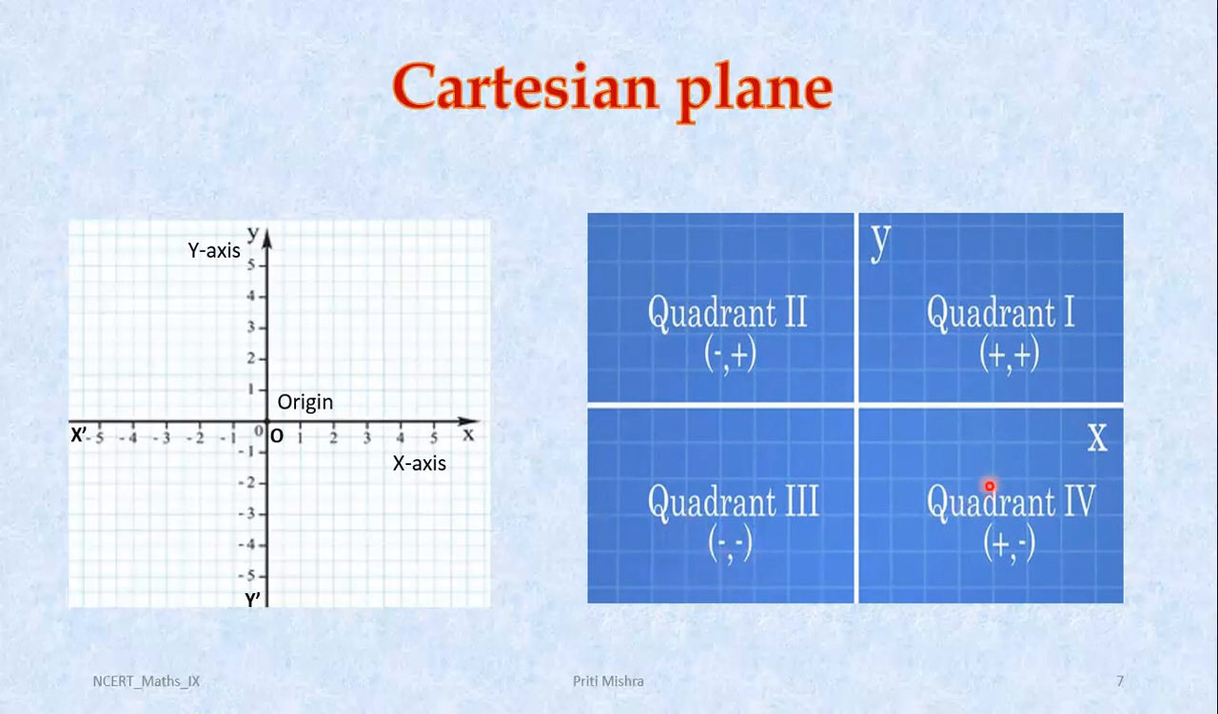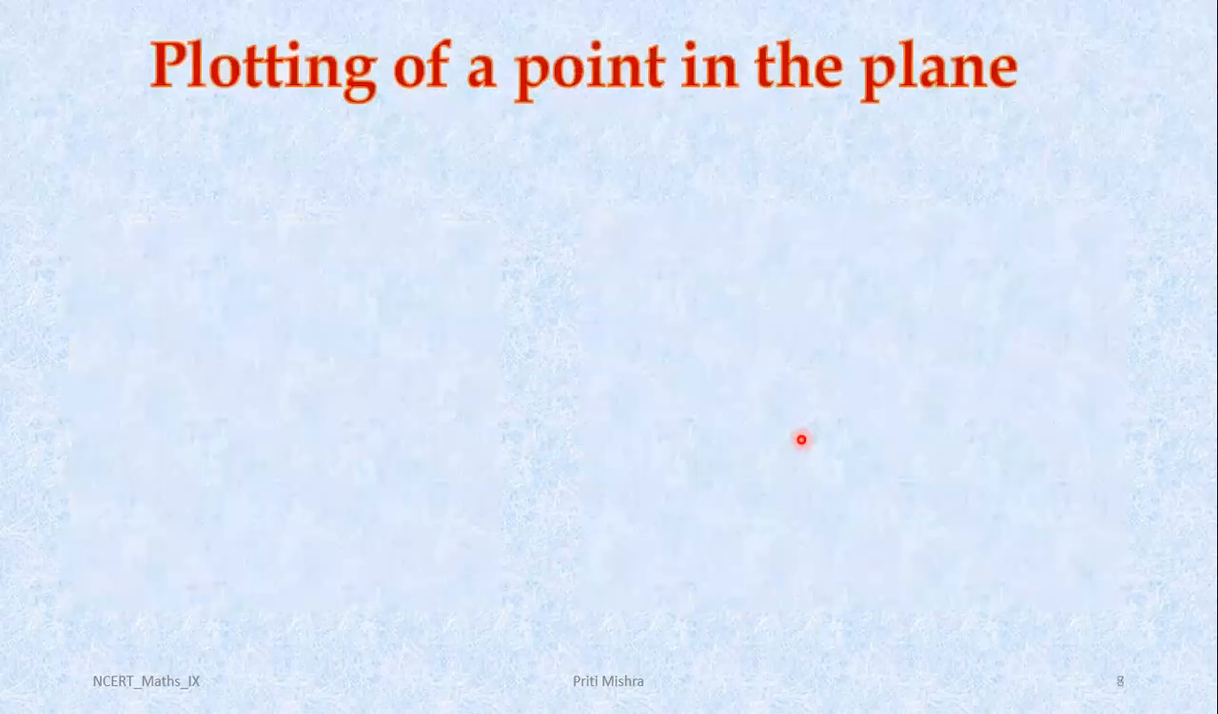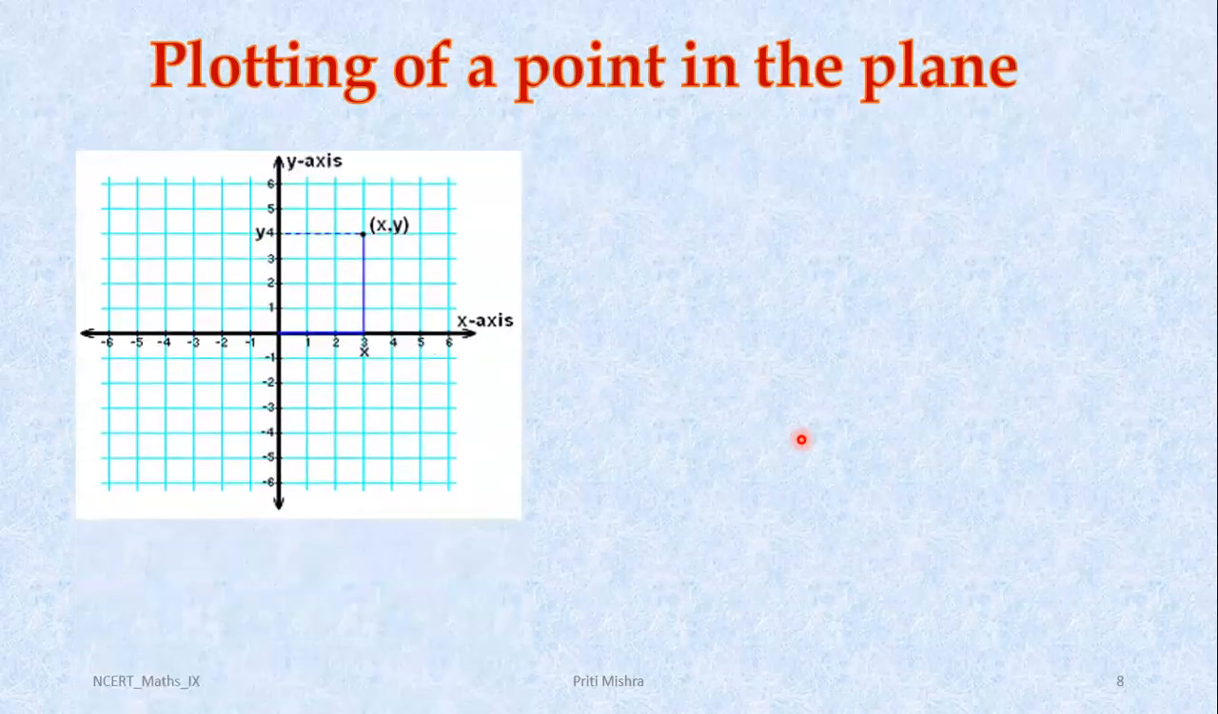And the fourth quadrant is enclosed by the positive x-axis and negative y-axis. So all the numbers will have the sign convention plus and minus. So the plane consists of the xy axes. These quadrants together are known as the Cartesian plane, and these axes are known as the coordinate axes. Now let's find out how to plot a point in a plane.